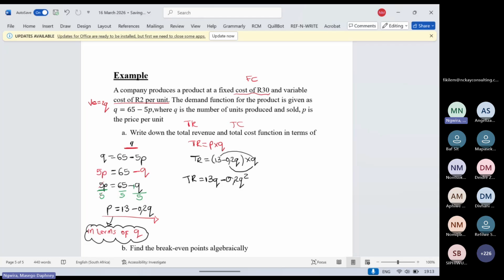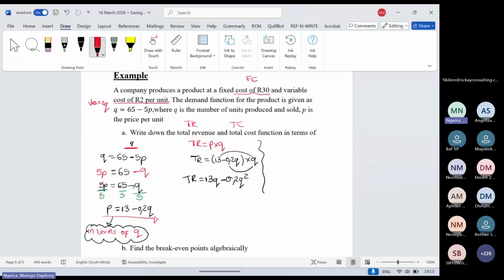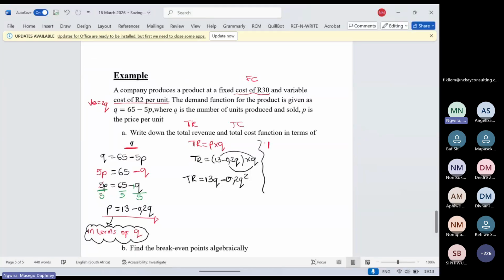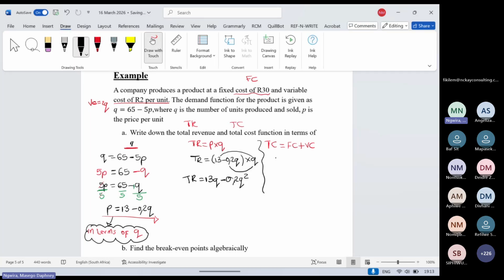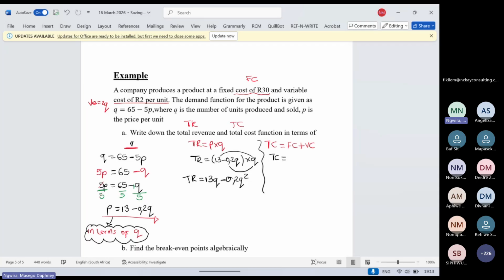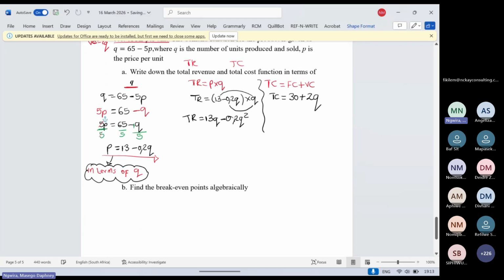Now we have to look for the total cost. Our total cost formula is total cost is equal to fixed cost plus variable cost. We get these from the statement. TC is equal to our FC, which is 30, and then our variable cost is plus 2Q, sorry, not 3, 2Q. So that's our total cost and total revenue.